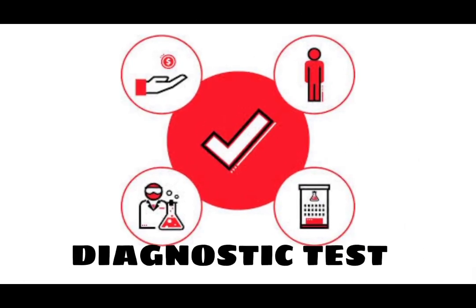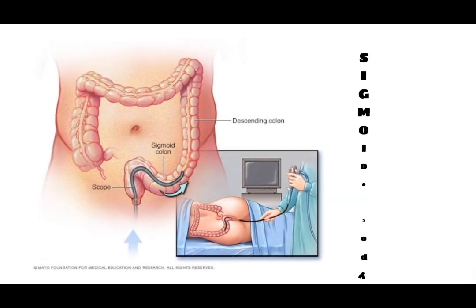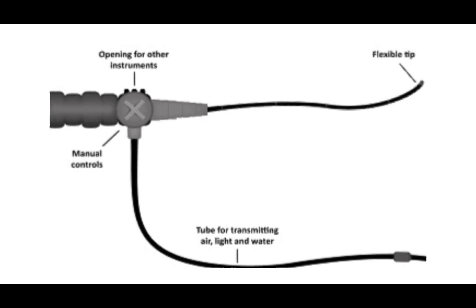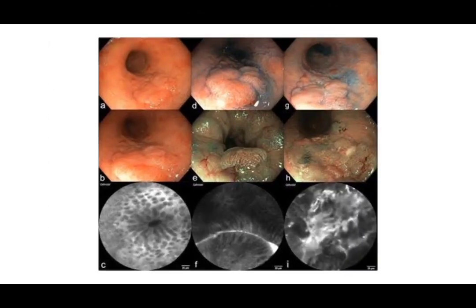For a confirmatory test, a doctor can request a sigmoidoscopy, using a sigmoidoscope, a thin, flexible tube containing a camera, inserted into the rectum. A diagnosis of ulcerative colitis is made by examining the level and extent of bowel inflammation.